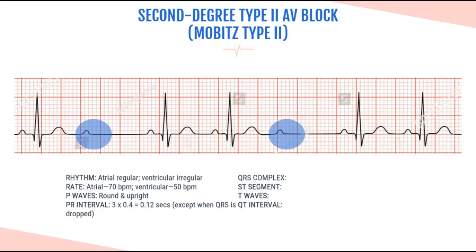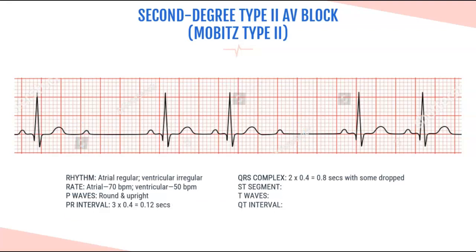Multiply that by 0.04 gives you 0.12 seconds, which is within normal limits, except when our QRS complex is dropped. Then we have a prolonged PR interval. Our QRS complex is about 2 small squares. Multiply that by 0.04 gives you 0.08 seconds, but again, some of the QRS complexes are dropped.